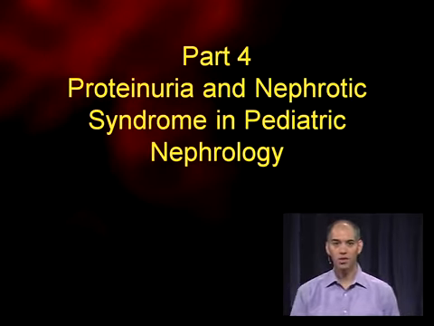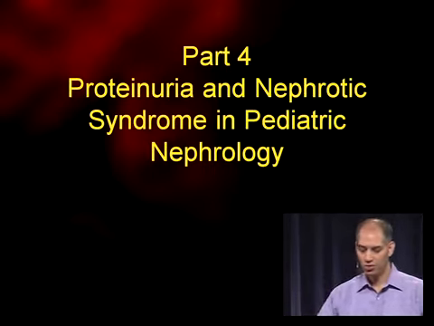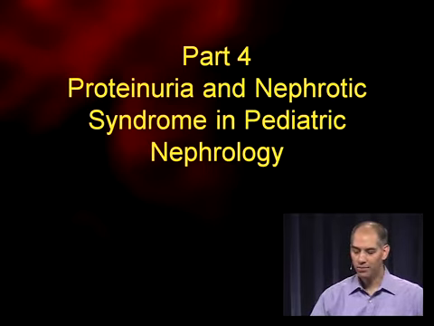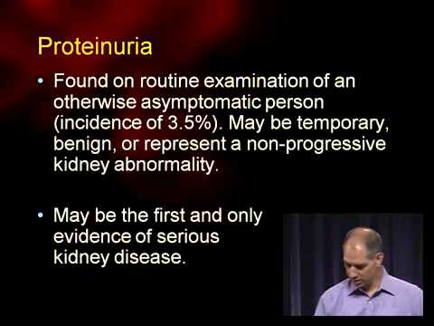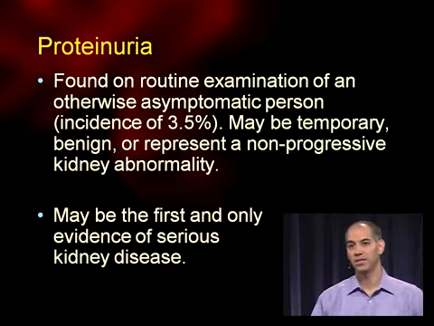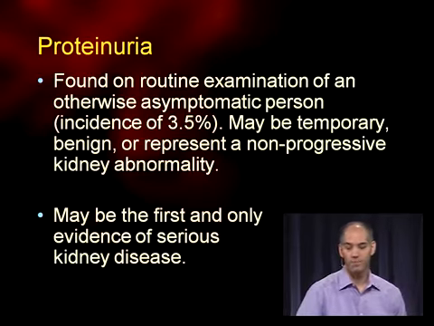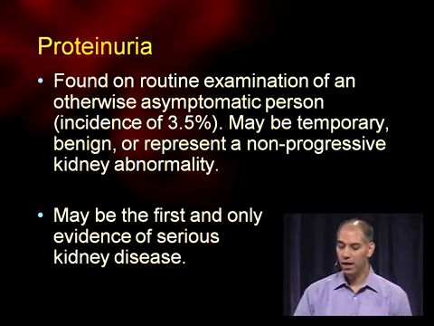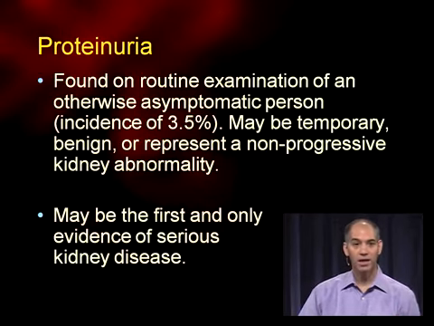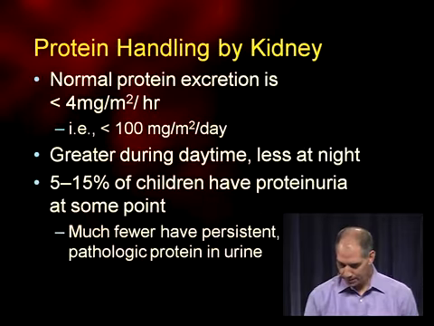All right, those were the glomerular nephritides that we're going to talk about. Let's move on to section 4 and talk about proteinuria and nephrotic syndrome. Proteinuria is one of the more common findings on a urinalysis. It's up to about 3.5% of all urinalyses. It may be temporary, it may be benign, or it may be something that's non-progressive. At the same time, it may represent the only clinical finding of a serious underlying kidney problem.